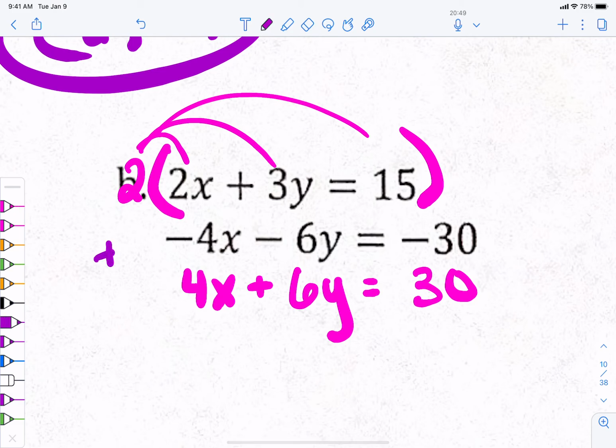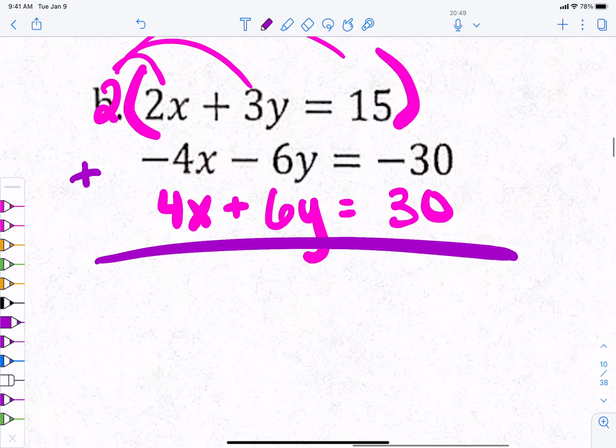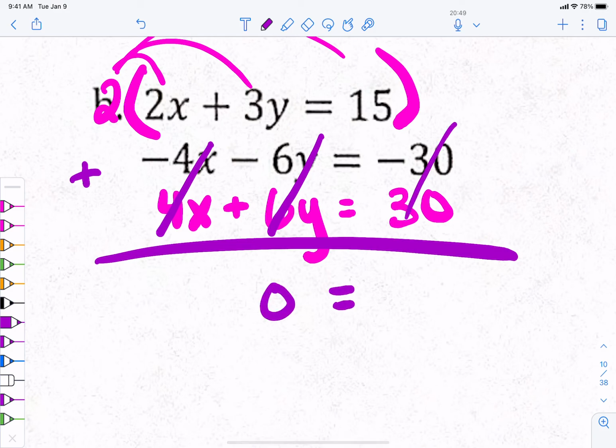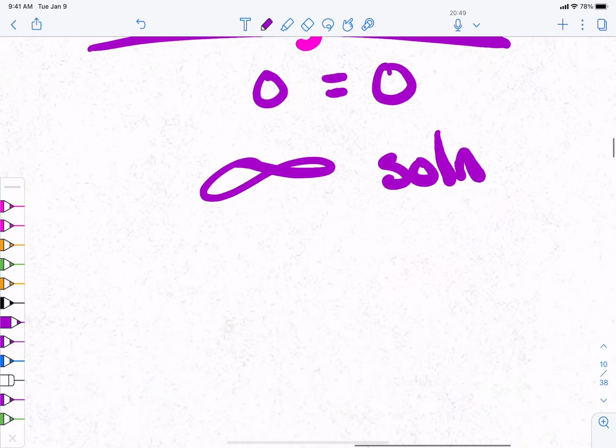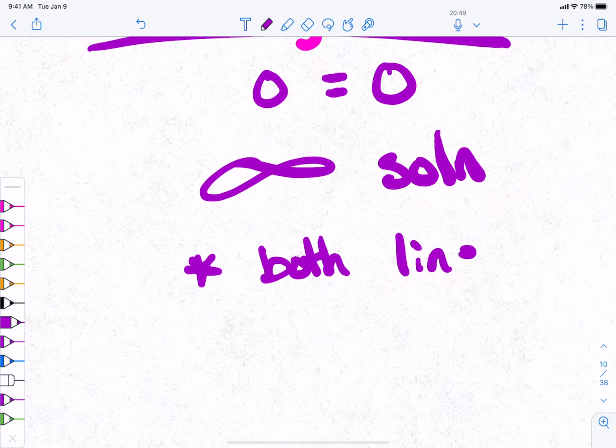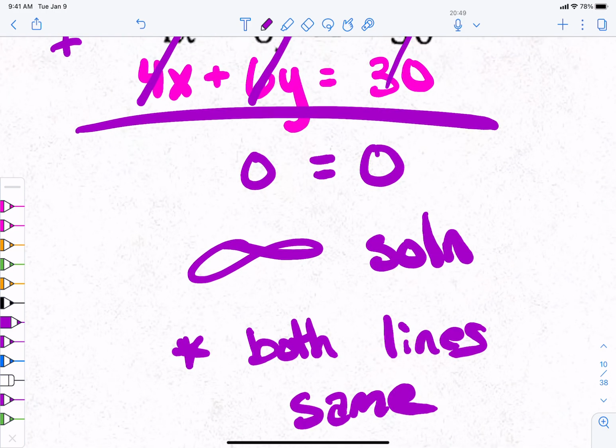Okay? All right, so we add those together. Negative 4x plus 4x is gone. Negative 6y plus 6y is gone, so what's left on the left side? 0 equals 0. When does 0 equal 0? Always. So there are infinitely many solutions, and if we were to graph this, both lines would be the same. They're both the same equation. There's infinitely many solutions. So algebraically, when you do the substitution and elimination, they end up canceling each other out.